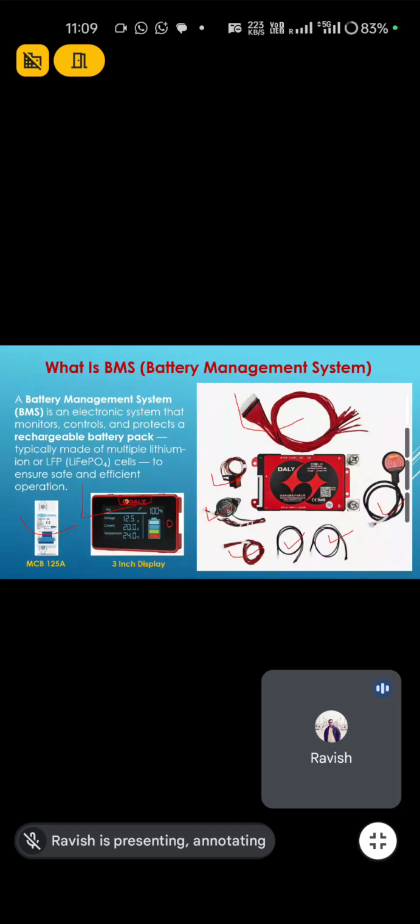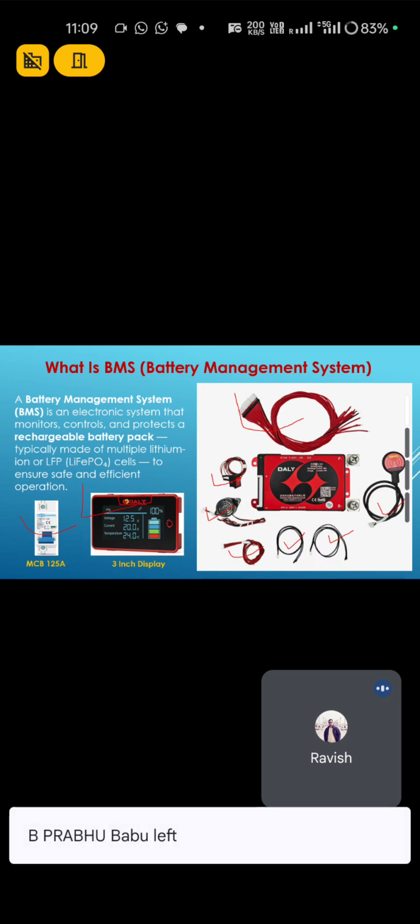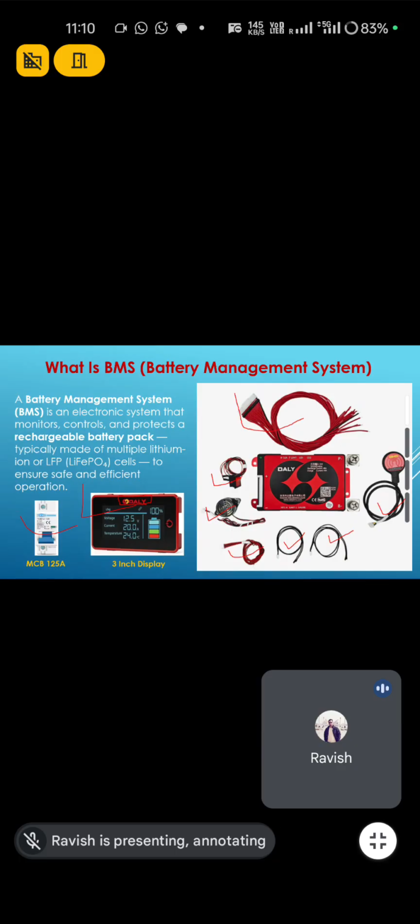If you are nearby the battery, you can connect it with the smart BMS application, and you can monitor your battery pack. You can see the battery voltage, the charging current, the cell balancing, the cell voltage, the temperature, and the alarm, such as why the battery stopped charging or stopped discharging. All the alarms are shown on the mobile application.